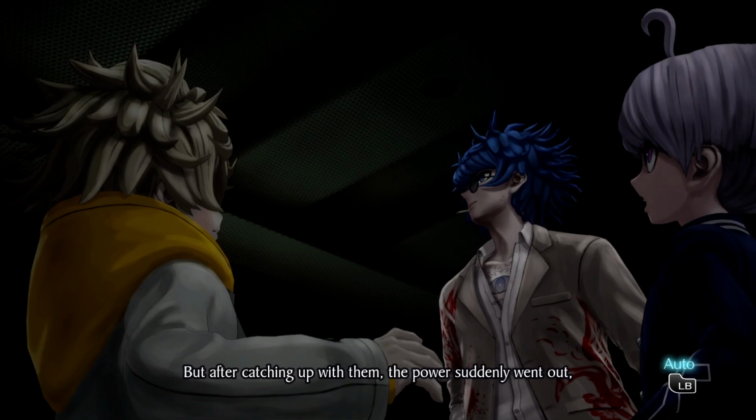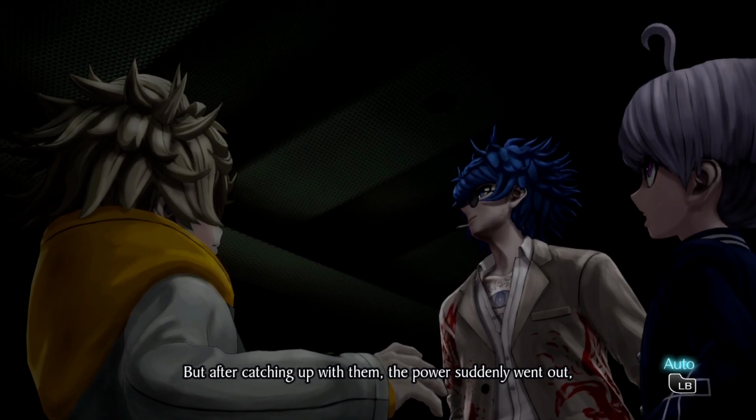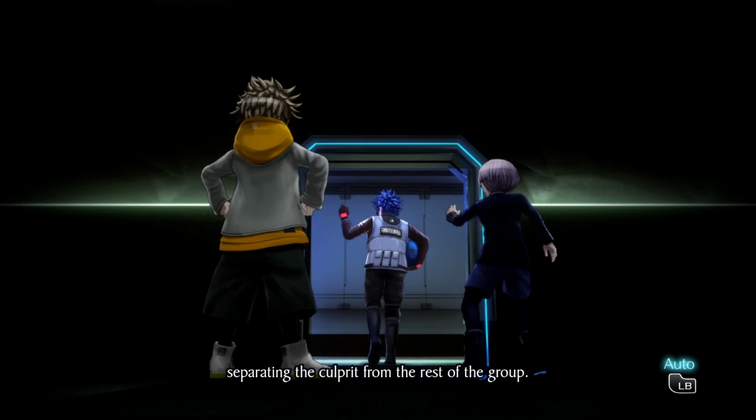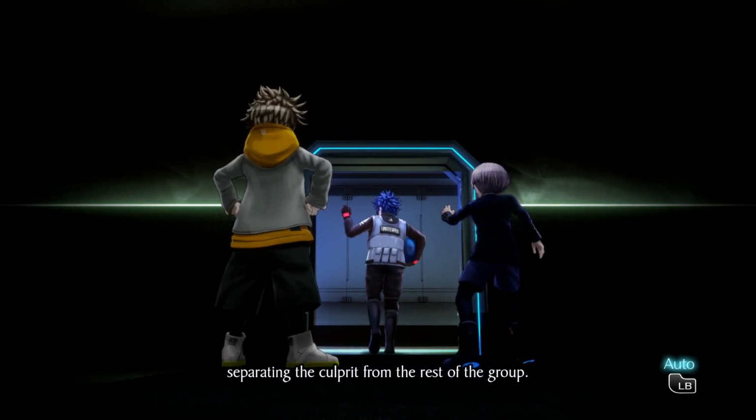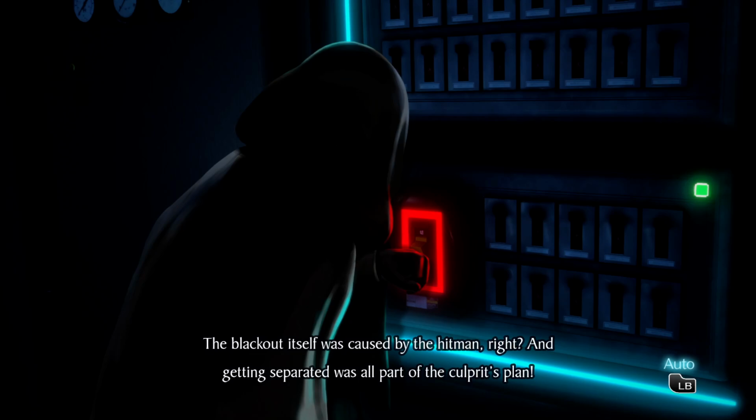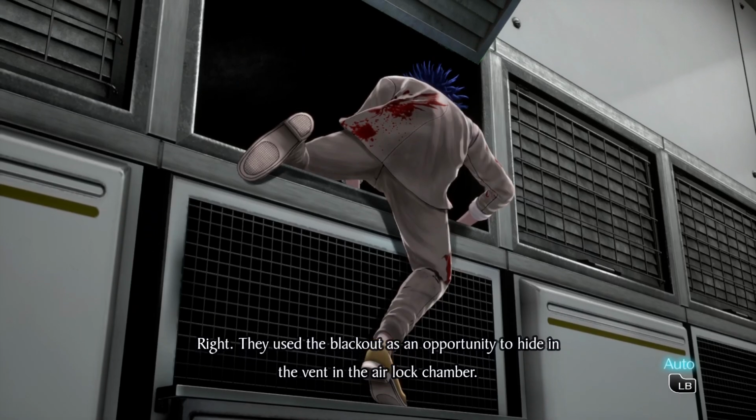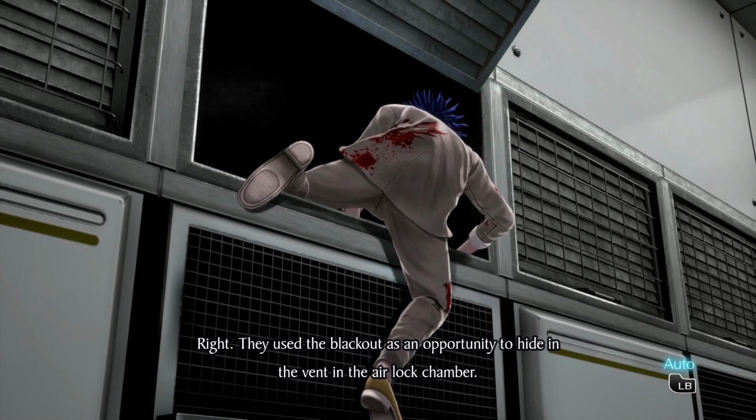But after catching up with them, the power suddenly went out, separating the culprit from the rest of the group. The blackout itself was caused by the hitman, right? And getting separated was all part of the culprit's plan. Right. They used the blackout as an opportunity to hide in the vent in the airlock chamber.